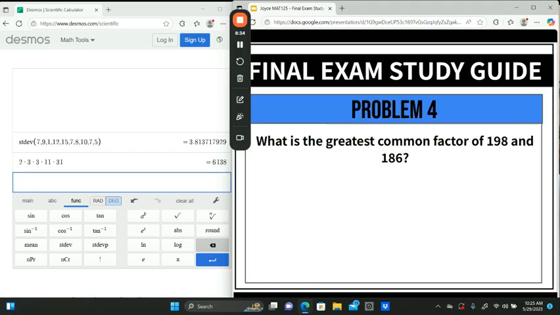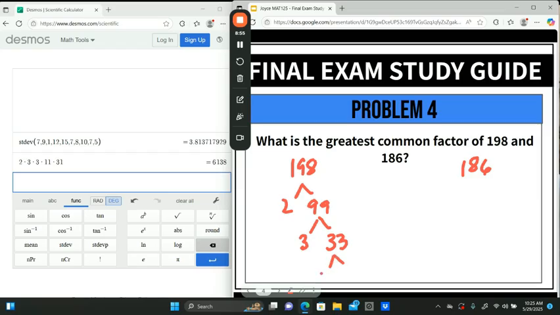So to do so, if you'll recall what we just did, we had the factor trees, and I'll rewrite them here. We had 198 and 186. If you already have these written down, that's totally fine. No need to rewrite them again. I'm just doing this for the sake of explanation. And then 186, we had 2 and 93, 3 and 31.